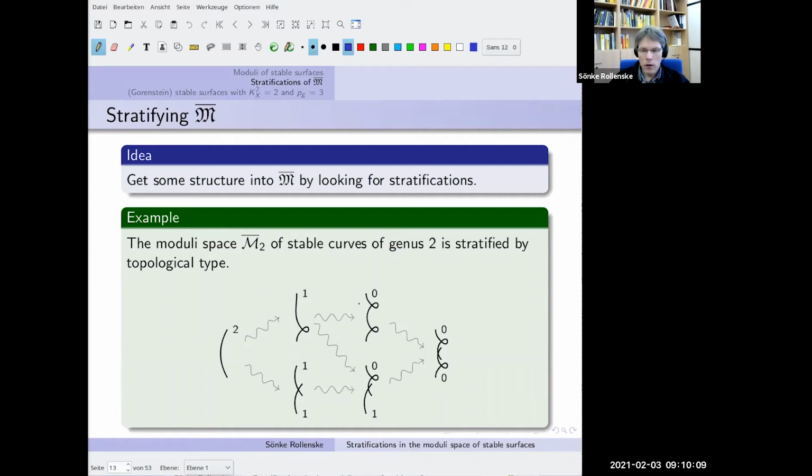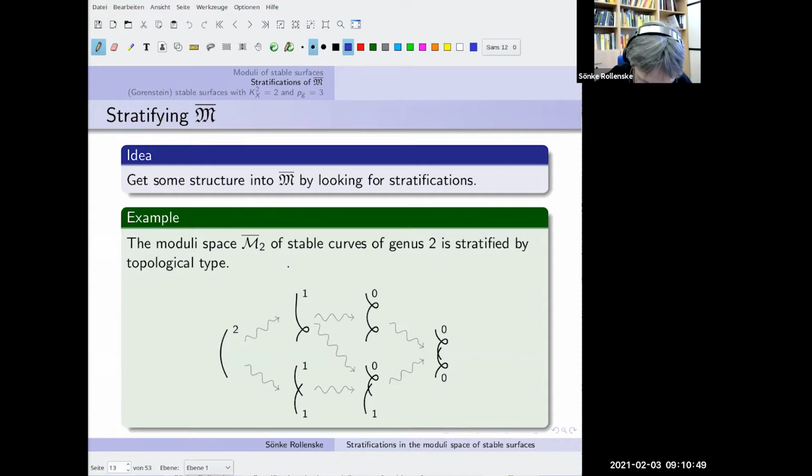Then it can acquire a second node. Again, it can be splitting or non-splitting, and so I have either two components or one component. And here on the right-hand side, we have the most degenerate curve, which is just these two rational curves glued in this way. This is just a baby case for all the moduli spaces of curves.